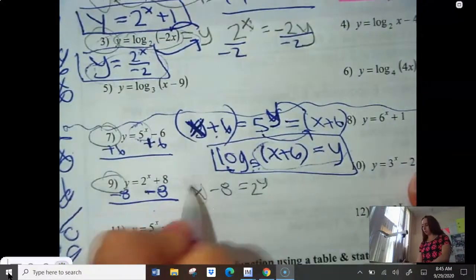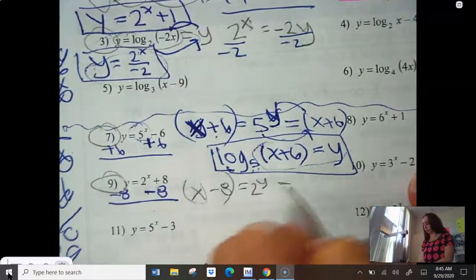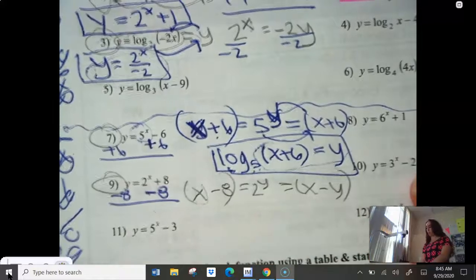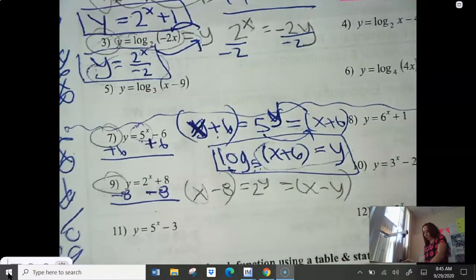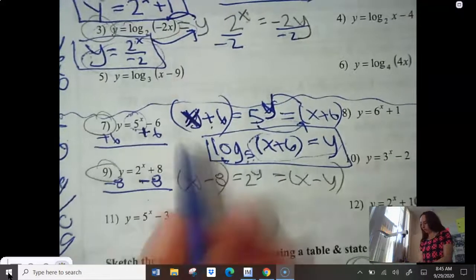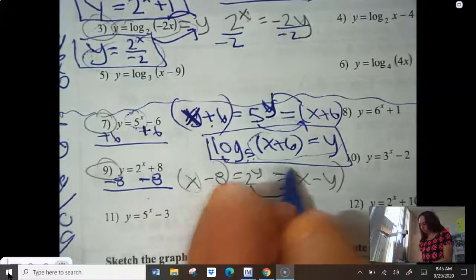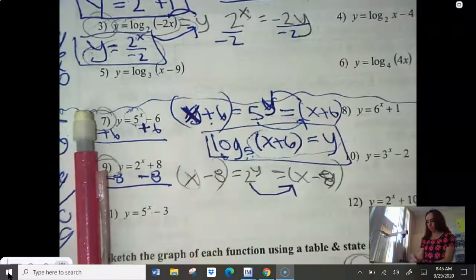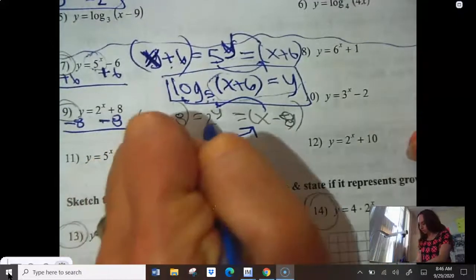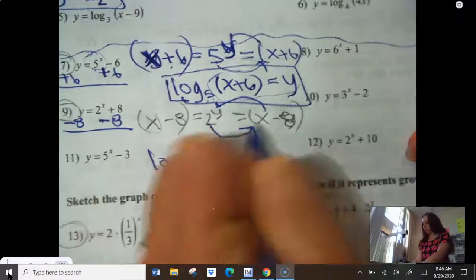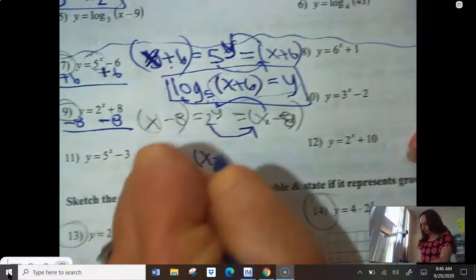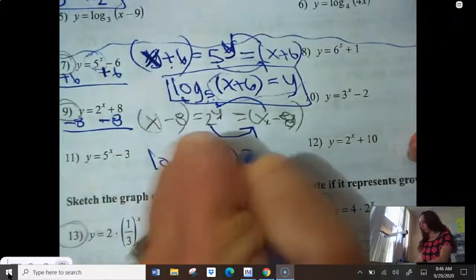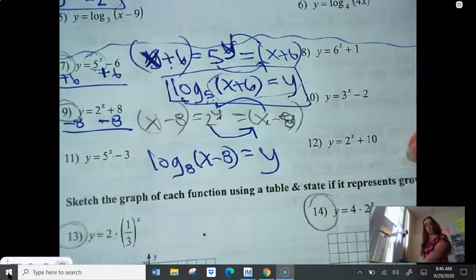And some of us feel safe to put this over here. If you're fine, you don't need it, then don't do it. Okay? Then this, oops, x minus 8. I'm doing awesome. And I get log, this is my base. This is my answer. This is my exponent. And now I'm done.